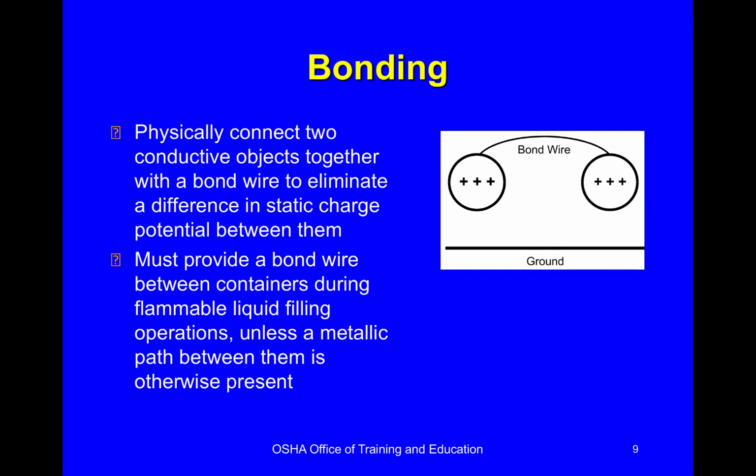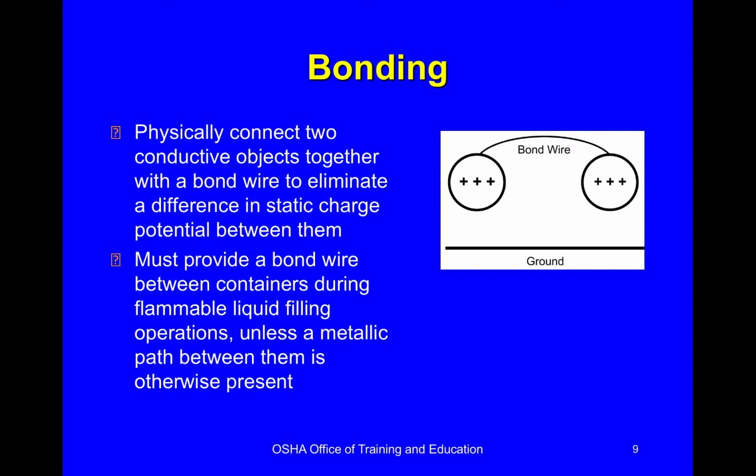Bonding is physically connecting two conductive objects together with a bond wire to eliminate a difference in static charge potential between them. If we connect two different things, like the nozzle from a gas tank to the tank in the car with a wire, it will actually prevent static electricity because there's no difference in potential.